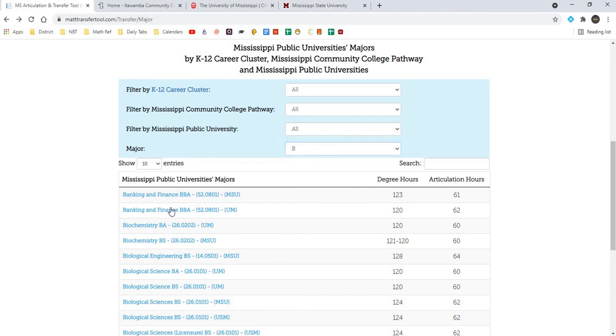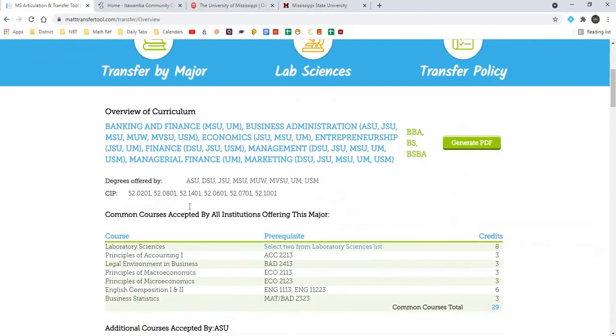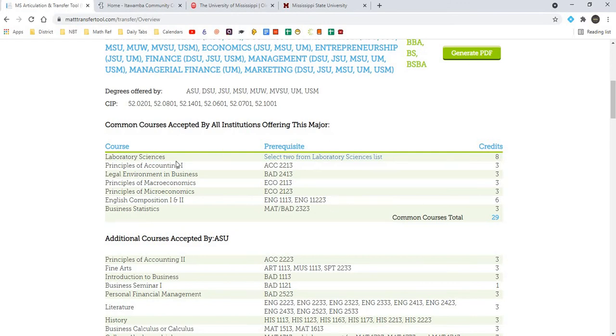Banking and finance. Let's go to Ole Miss again. So these are prerequisite courses, and these are the common courses, but they're also prereqs. So what prereqs are, when you have to take it before you can even be in the program.